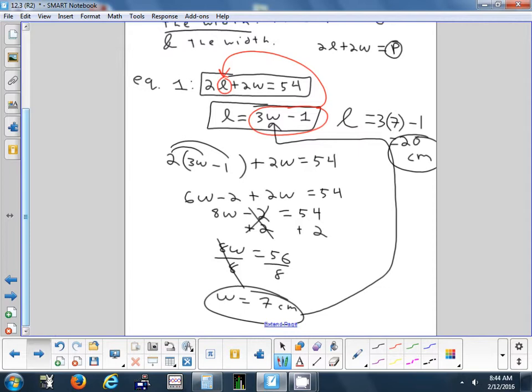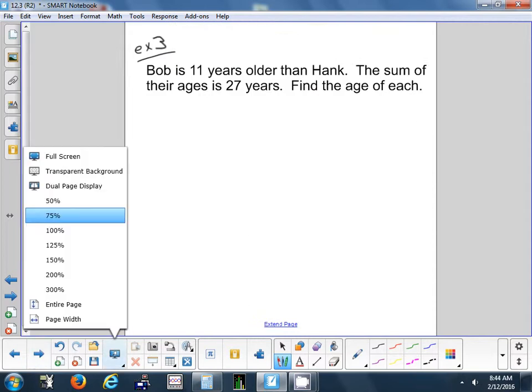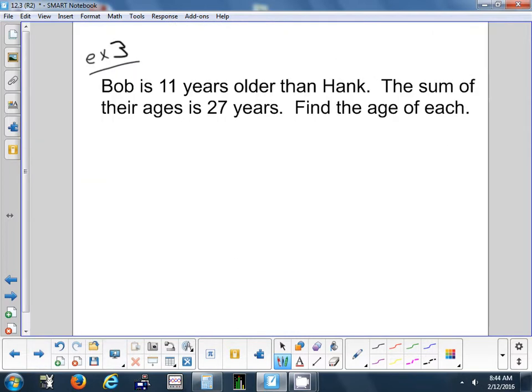All right, so last one. Okay, and then we'll have some time, I think, to start homework. Okay, it says Bob is 11 years older than Hank. That's going to give us our first equation. The sum of their ages is 27. That's going to give us our second equation. Find out how old they are, each one of them.